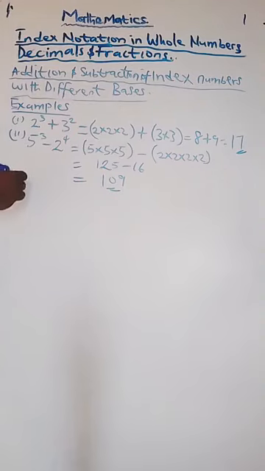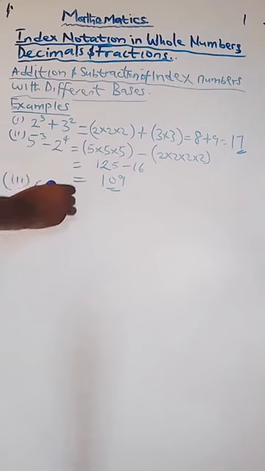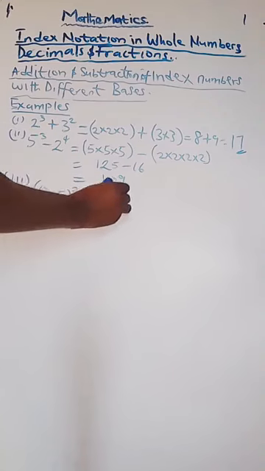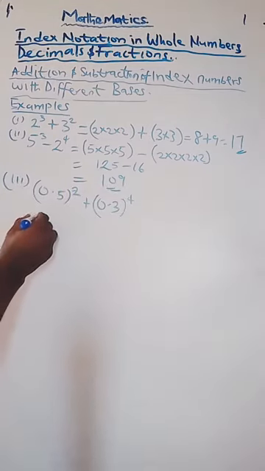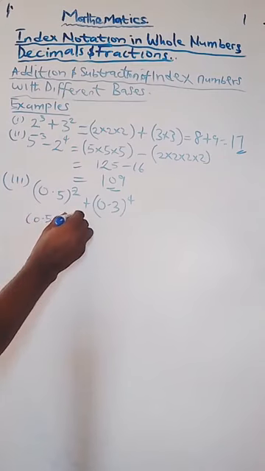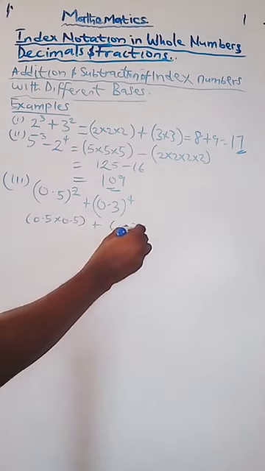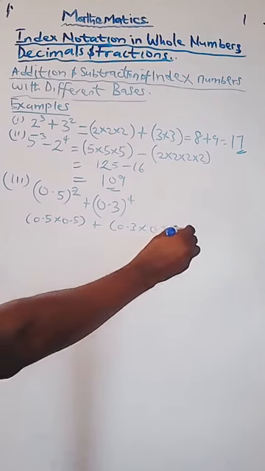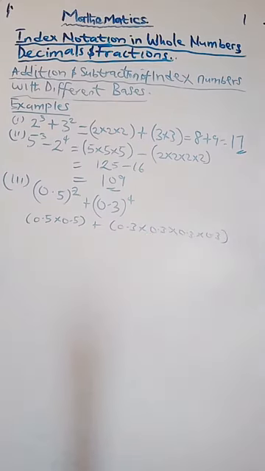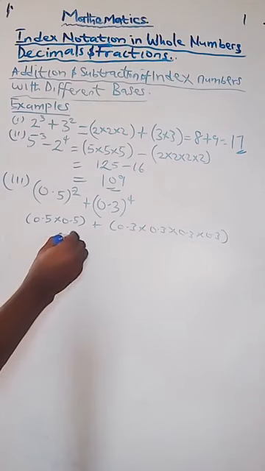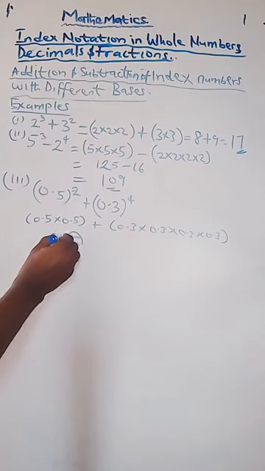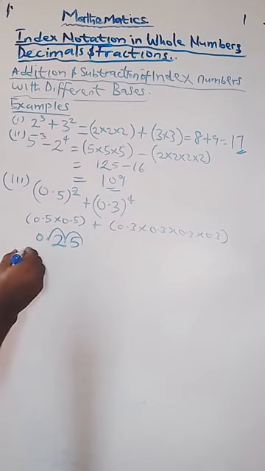Let's say you have another one that says 0.5 raised to power 2 plus 0.3 raised to power 4. What do you need to do? We break this one down to be 0.5 times 0.5. This will be 0.3 times 0.3 times 0.3 times 0.3. Alright, now if you want to multiply this, let's take the decimal points away. So we have 5 times 5, 25. Decimal is there, you move 1, 2. So this is 0.25.